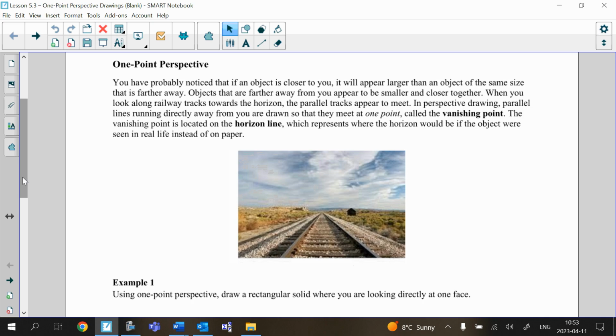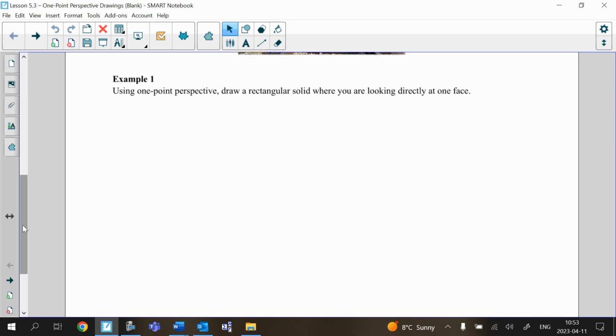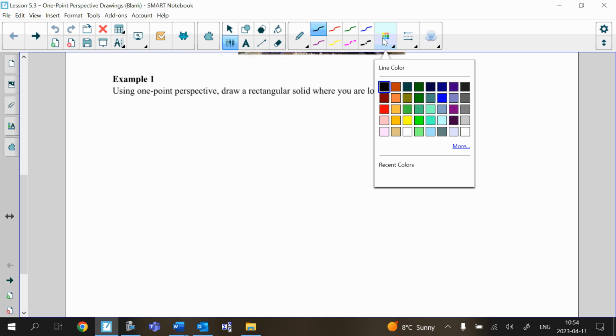So for example, a rectangular solid, like a Kleenex box or something like that. So we want to draw a rectangular solid where we're looking directly at one face. Here's how we can use a 1-point perspective or a vanishing point. First thing we're going to do is draw the front of the rectangular solid, which would be a rectangle.